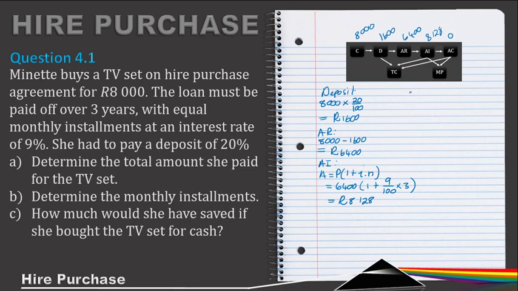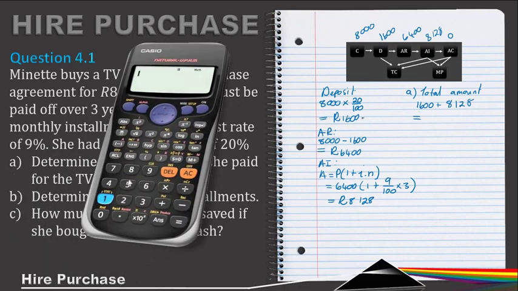So the first question says, determine the total amount you paid for the TV set. So we know our total amount will then be the deposit that was first paid, plus the amount with the interest that's going to be paid over 3 years. And then there's no additional costs, so this is basically what we add up to get the final amount. And that gives us 9,728.